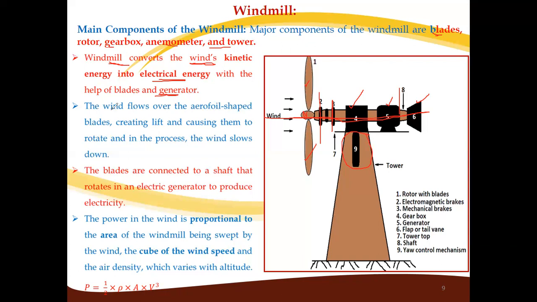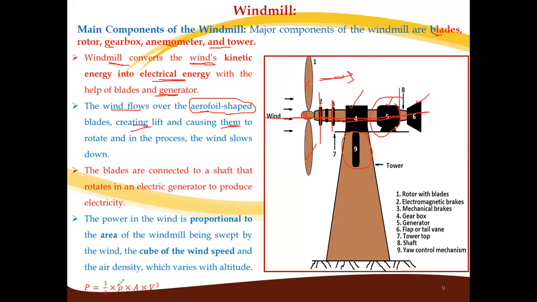Now the wind flows over the aerofoil shape of the blades. Generally the blades have an aerofoil shape that creates lift, causing them to rotate. Because of this wind, these blades rotate. And in this process, the wind slows down from this position to this position. When it strikes the turbine blades, the wind slows down. Now these blades are connected to the shaft that rotates the electrical generator, and we get the electricity.